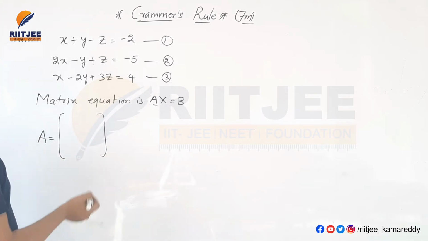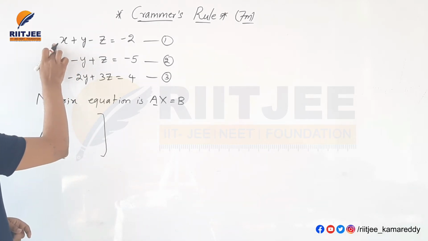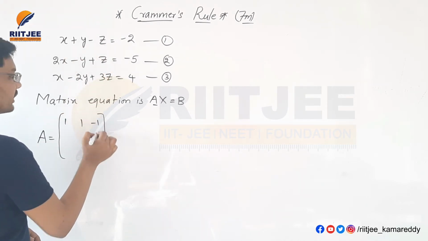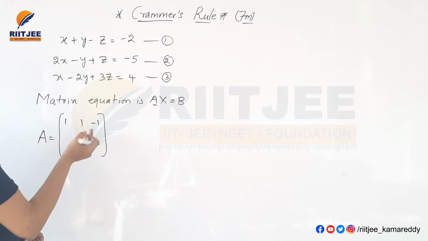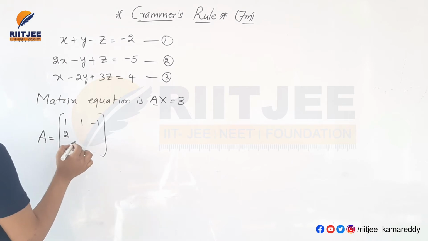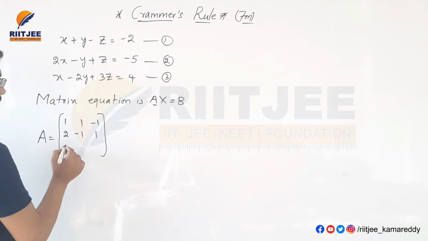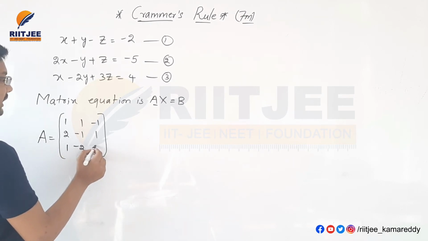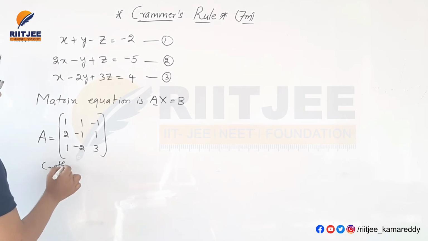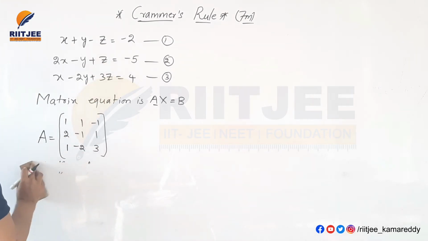Write the coefficients of linear equation 1 here. If nothing is written for the coefficient, that is nothing but 1 here, here also 1, and here -1. These are the a1, b1, c1 values here. Next, write the coefficients of equation 2 here, 2, -1 and 1. Next, the coefficients of equation 3 here, 1, -2 and 3. This is the coefficient matrix of the linear equations.